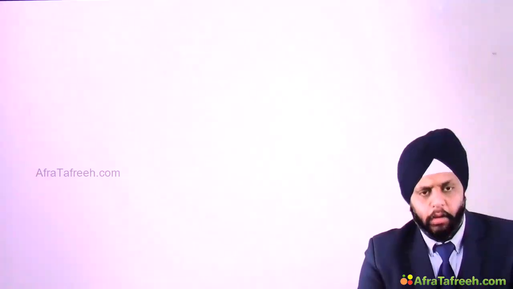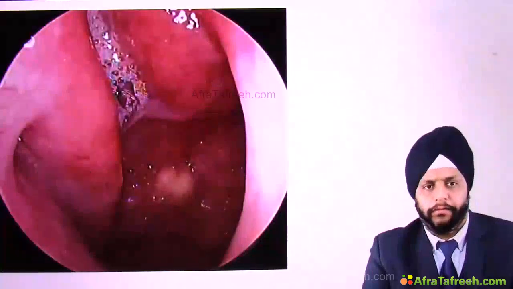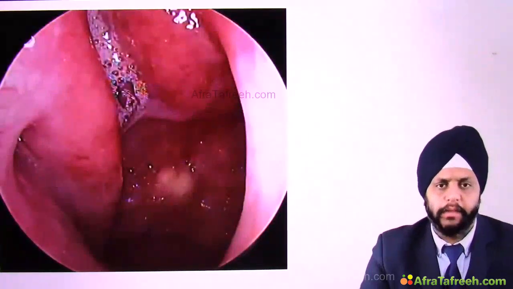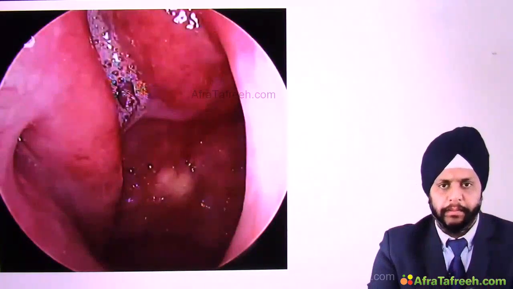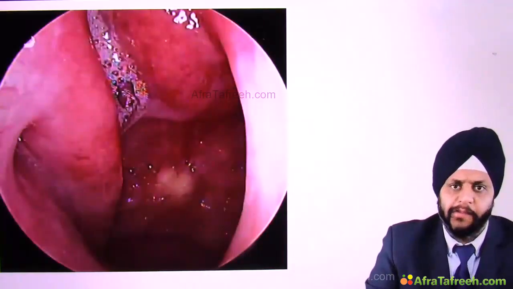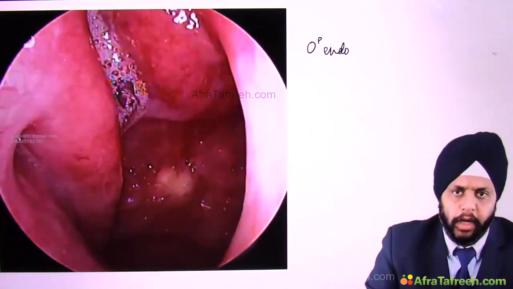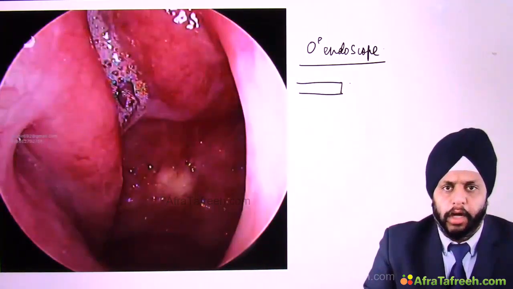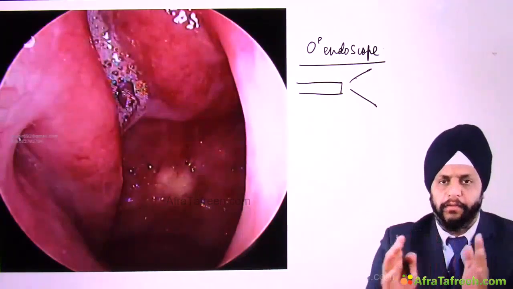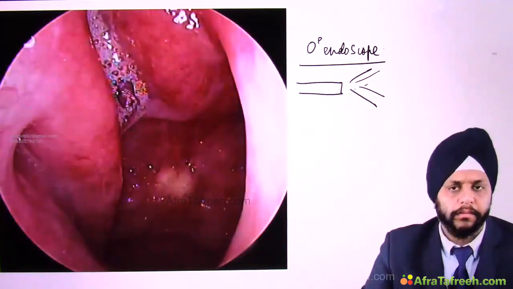Okay, so now after we have seen that illustration, let's look at this photograph. What is this photograph? This is the photograph of the nasopharynx. This photograph has been taken with the help of a 0-degree endoscope. A 0-degree endoscope means, suppose this is the endoscope, our vision is like this, straight vision. So we can see all this in this vision over here.